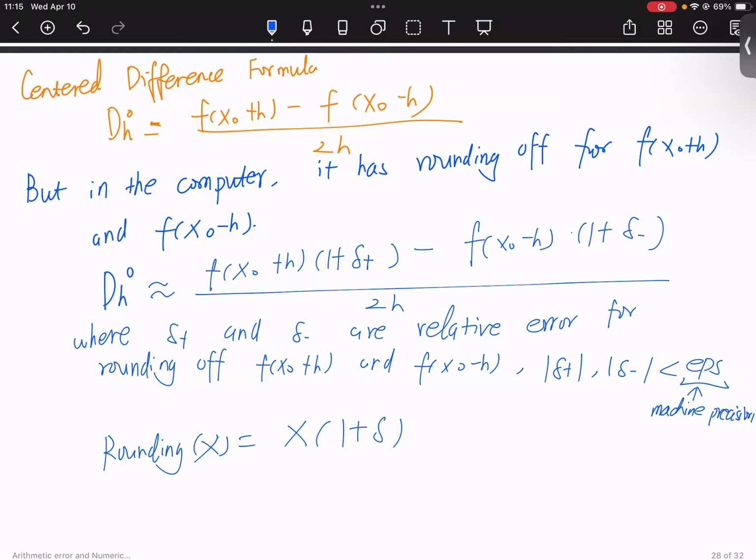Any questions before we move to the next step? Okay. They could be different values, right? It could be a different value.